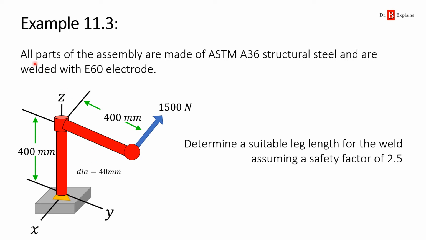Now they tell us that all the parts of the assembly are made of ASTM 836 structural steel, and that they are welded with E60 electrode. Again, what we want to do is determine a suitable leg length for the weld, and we're going to be assuming a safety factor of 2.5.